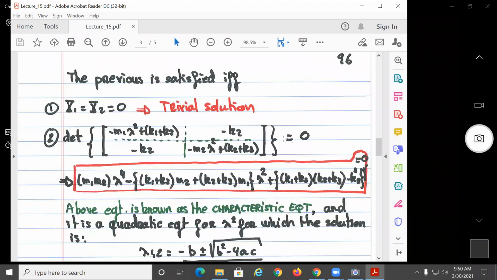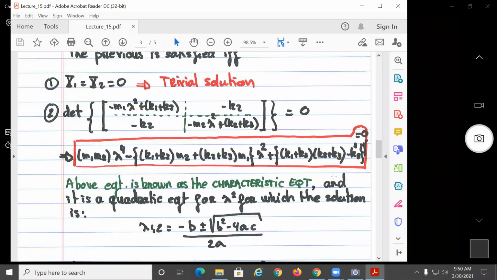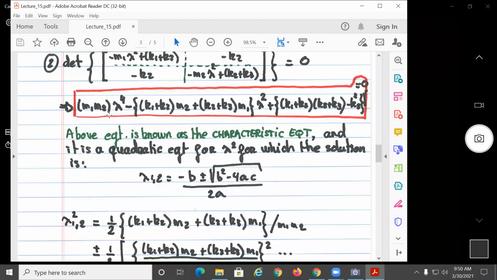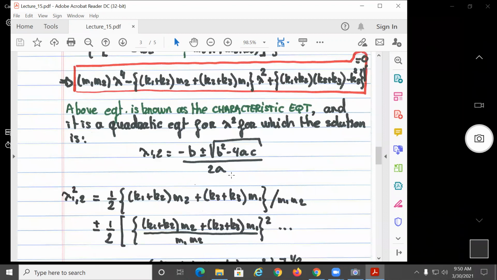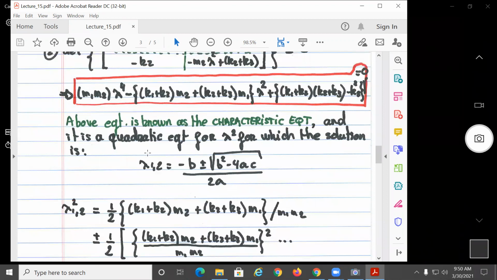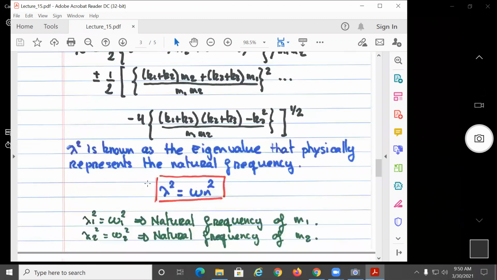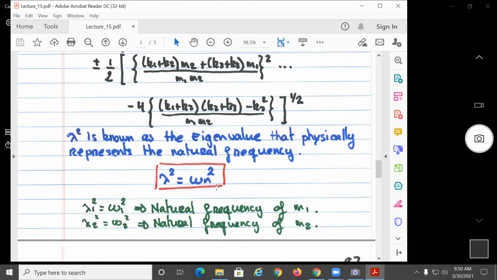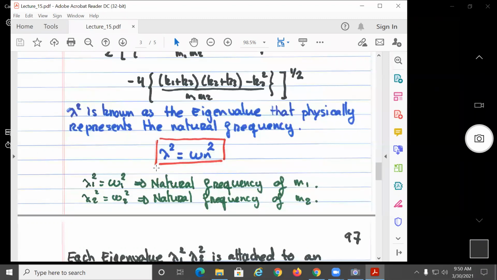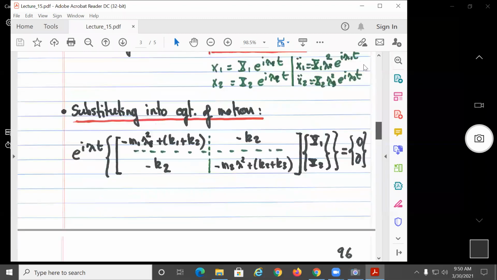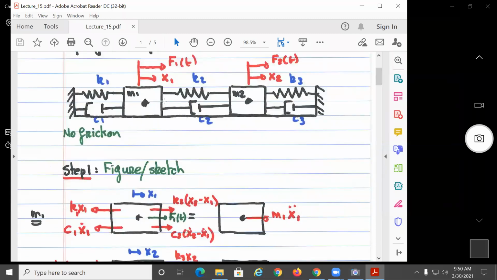Or when the determinant of this is equal to 0, we get to this quadratic equation in lambda squared. This is known as the characteristic equation. You solve for the 2 roots of lambda squared. So maybe here I should have put lambda squared. Okay, and you realize that the eigenvalues will be equal to the natural frequency. So we have 2 natural frequencies. Each one of the natural frequencies should correspond to one of the motions. So one of the motions is probably going to be both of these masses moving together, and the other frequency is going to correspond to each one of these masses moving away from each other.